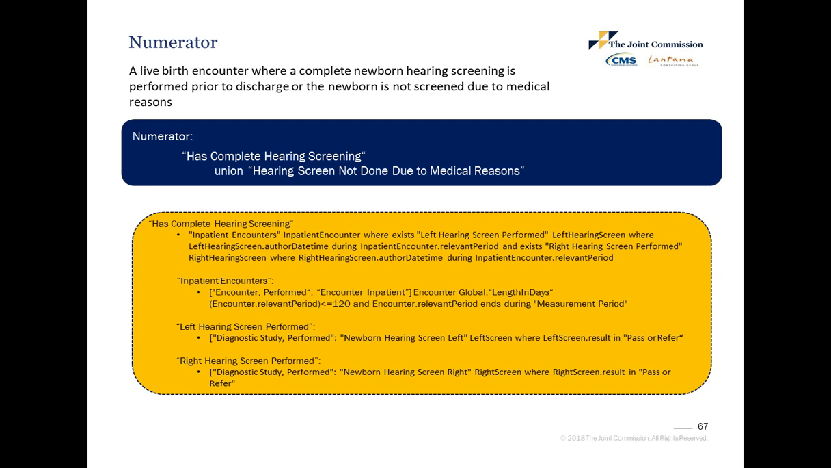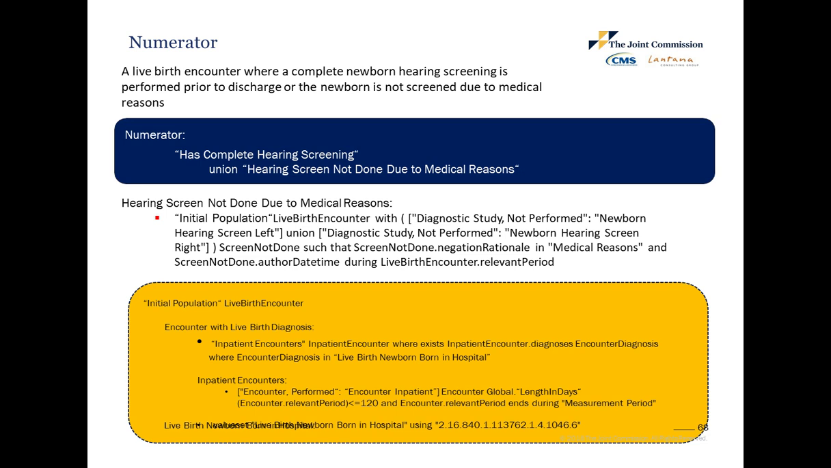The has complete hearing screening definition, shown here on slide 67, we discussed in the denominator exclusions, and we've reused it here in the numerator. So here on slide 68, the has complete hearing screening definition unions the hearing screen not done due to medical reasons definition. To build the hearing screen not done due to medical reasons definition, we start by pulling in the initial population definition and reusing the alias live birth encounter as shown in the orange-colored box.